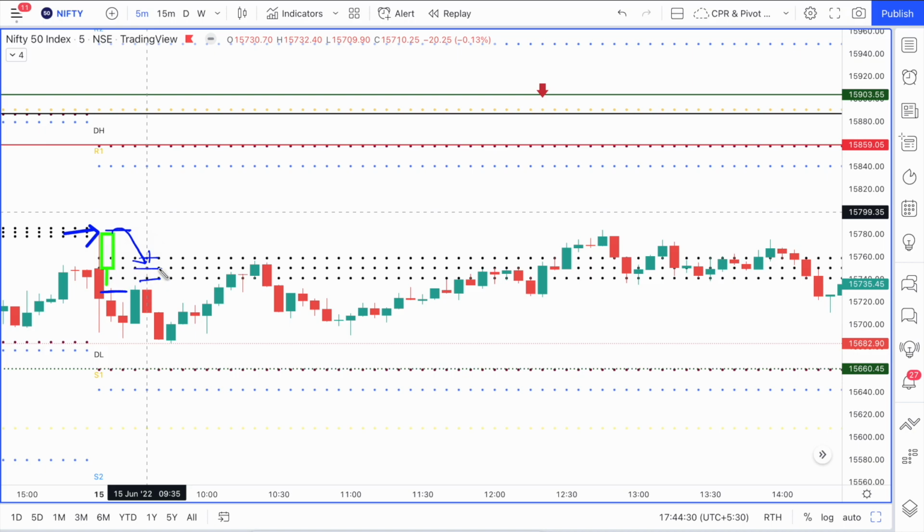So if it corrects up to the central pivot, the best thing to do is to keep the SL here and enter at the central pivot. So this would be your entry, and then from here you can easily target the previous day high. But you have to ensure when you're trading on the first candle that the other index must also be trading above the central pivot range.